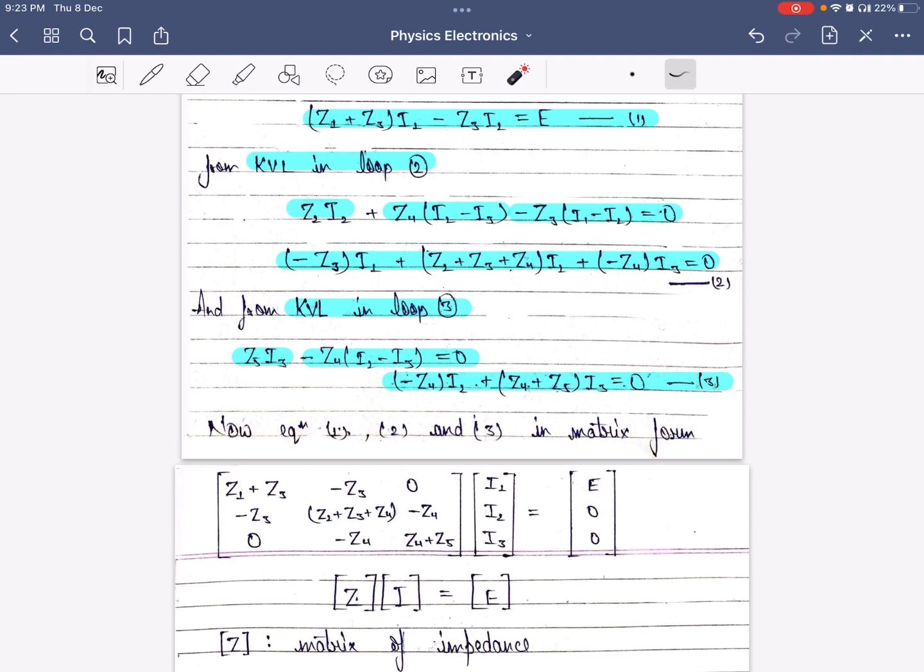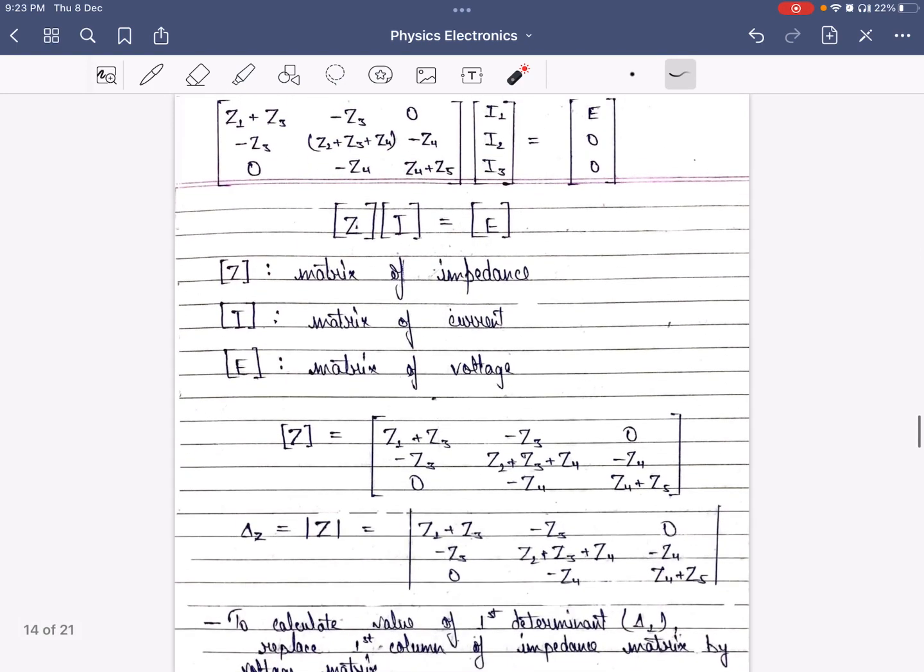Now equation 1, equation 2 and equation 3 in matrix form can be written as shown here. Now Z will be the matrix of impedance, I will be the matrix of current, and E will be the matrix of voltage. Now what we are doing here is that we are using loop analysis theorem to find current in all the branches of the electric circuit.